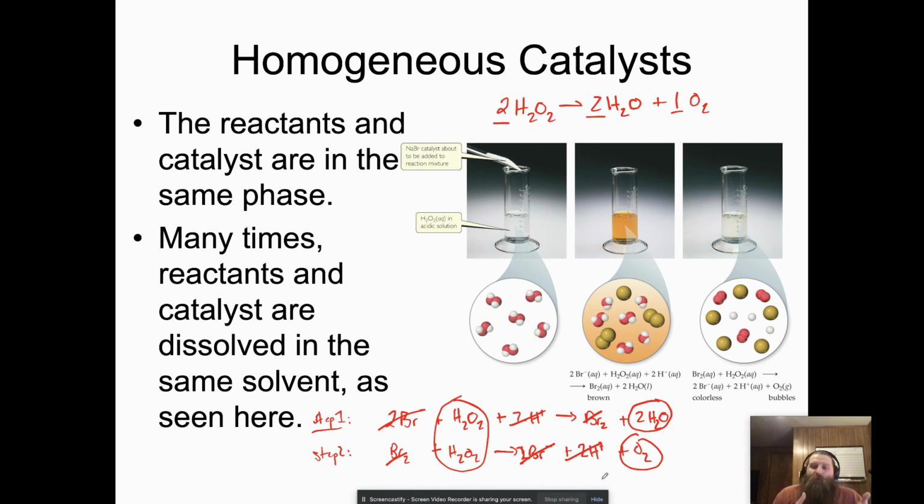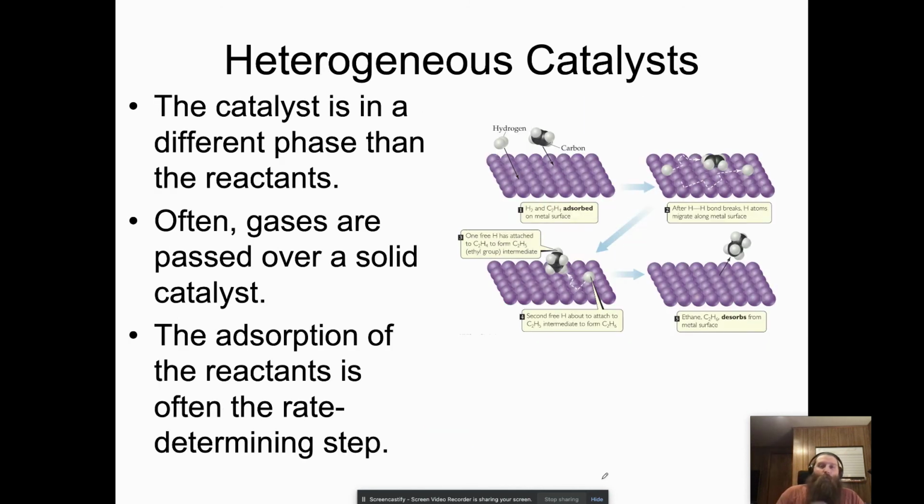Now, this identifies the bromine ion as the catalyst here, and the Br2, the diatomic bromine, as an intermediate. And since we regenerate our bromine ions, they don't change overall in the course of the reaction, so it is our catalyst. Now, there are also heterogeneous catalysts, and this is a catalyst that exists in a different phase in the reaction than the reactants.